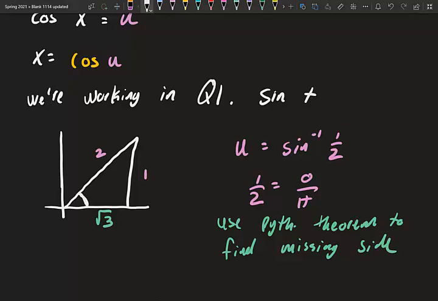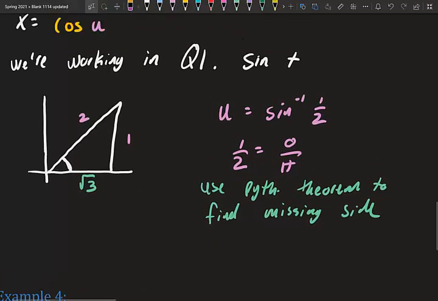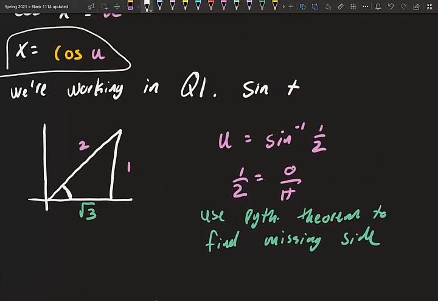Alright, so now that we found our missing side, we can go ahead and find cosine of that value, because that's what we're trying to find, right? Cosine of u. This picture represents u. It represents inverse sine 1/2. So cosine u is adjacent over hypotenuse, so square root of 3 over 2.